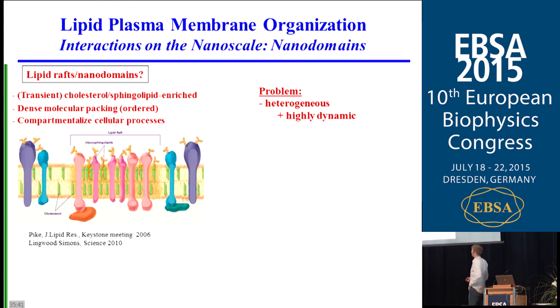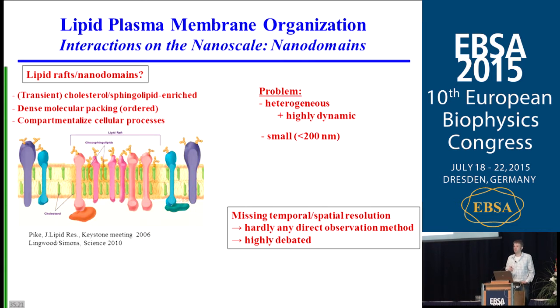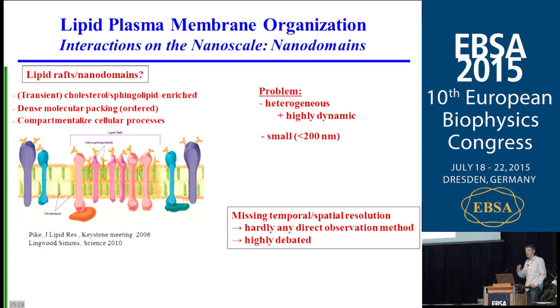Now what's the problem here? Well, the problem is it's highly heterogeneous, it's highly dynamic, and it's very small, smaller than 200 nanometers if you look into the literature. And you remember, 200 nanometers was the diffraction limit. That's why a lot of techniques lack the temporal and spatial resolution to directly investigate these events. And that's why it's still highly debated. So we started years ago trying to investigate the magic of these nanodomains.